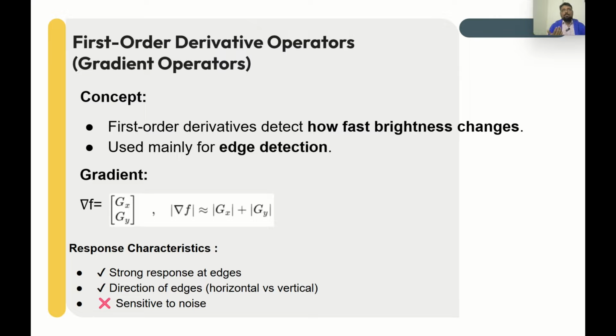Imagine that an image is not very clear, with some mistakes, dots, or corruptions. In that case, what will happen? Edges will not be identified, right? You'll not be able to identify the edges.